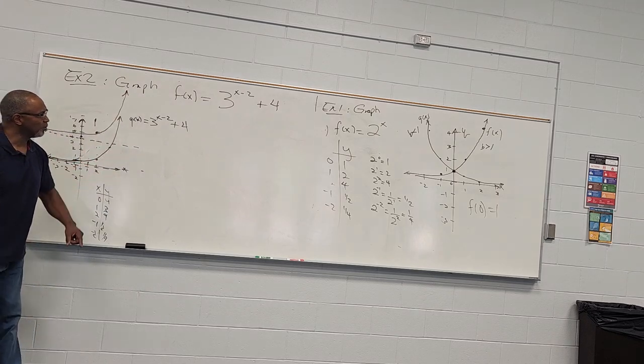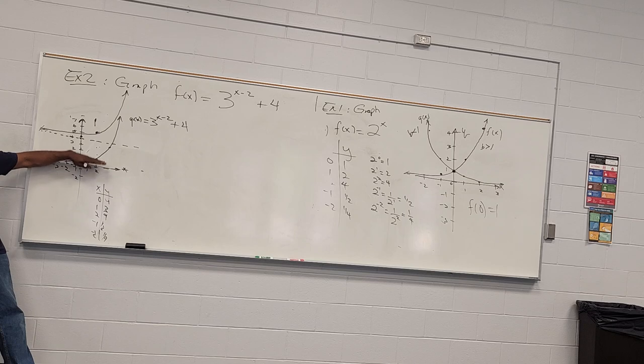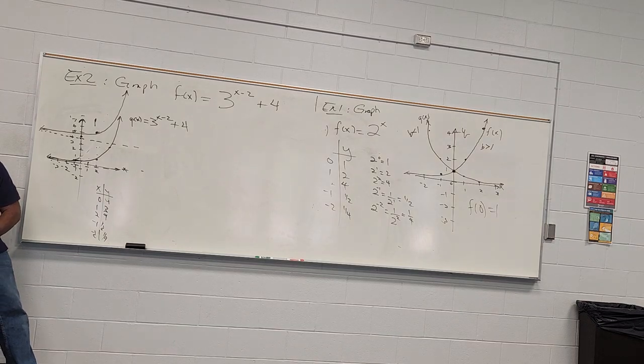So you can take a look at your book, but that's how that would work. We do our horizontal shift first, then we do a vertical shift to 4. The old asymptote at y equals 0 moves up to y equals 4, okay? And that would be the graph. So you can look at that.